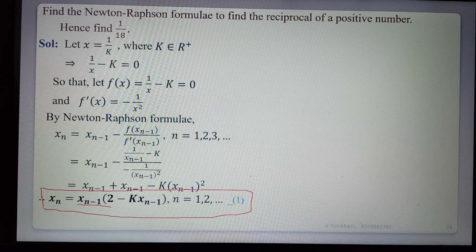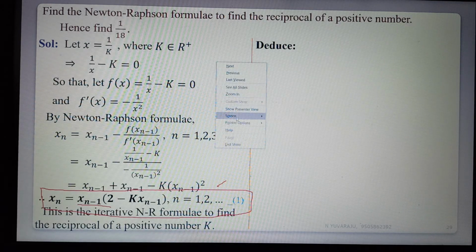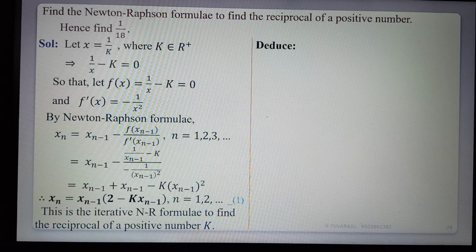So now we have to find 1 by 18. Using this formula we have to find 1 by 18. So 1 by 18 means k is equal to 18. Let k is equal to 18, that is x is equal to 1 by 18.